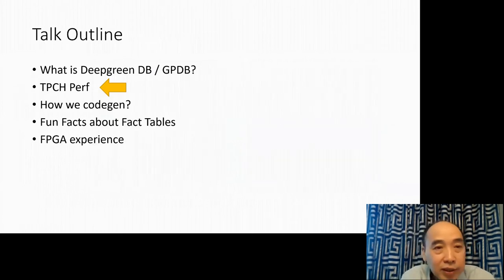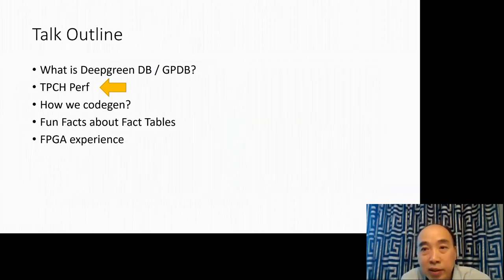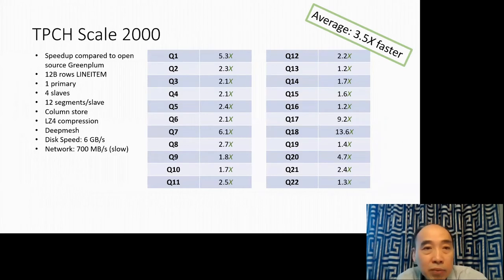Okay, so here are the performance numbers on TPC-H. We just did this on some machines in Alibaba. Here is the speedup compared to open source Greenplum, on a 12 billion row lineitem table.